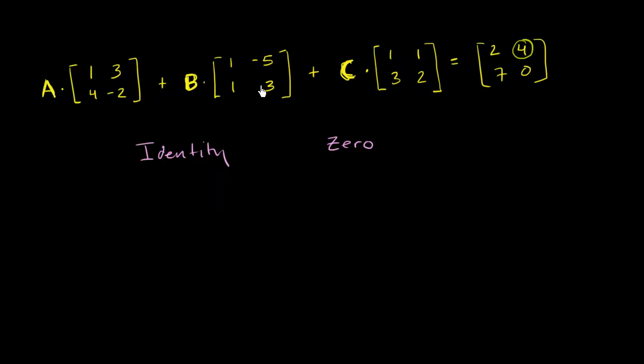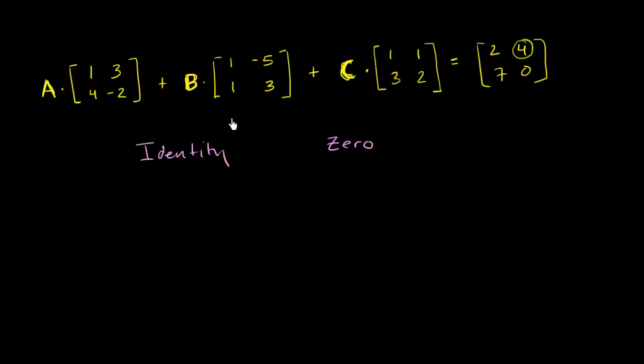So what about B and C being the identity matrices and A being the 0 matrix? In that situation, A is the 0 matrix, so that's not going to matter. And when you multiply B times this, you're just going to get this matrix, and C times this, you're going to get that matrix, if B and C are identity matrices. And so you have negative 5 plus 1, which would be negative 4. So that doesn't work either.